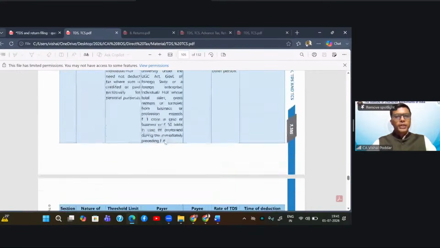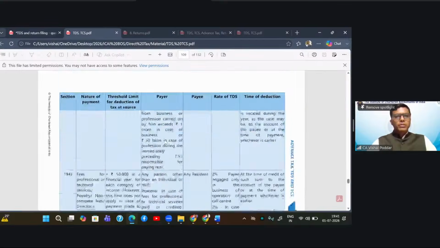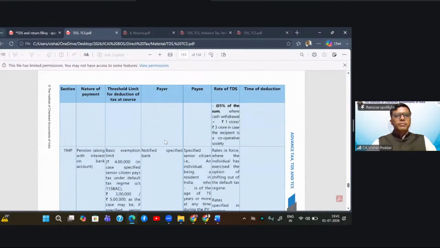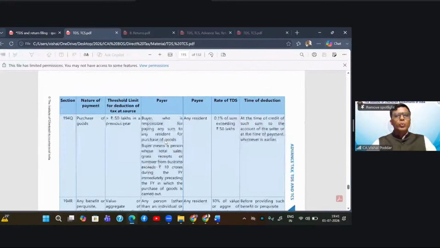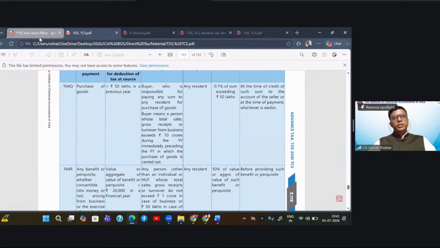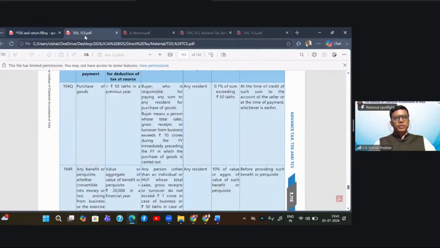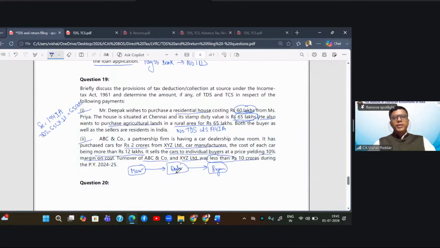So let me first go to TDS. The only TDS that can apply here, which is rightly pointed out by many, is 194Q, which is on purchase of goods. There are purchases made first by the dealer from the manufacturer and second by the buyer from the dealer. TDS under 194Q applies when the value exceeds 50 lakhs. When the buyer is purchasing from the dealer, it is not exceeding 50 lakhs because one buyer is buying a single car. Even if you take the value as 12 or 15 lakhs, adding profit of 10%, it will not exceed 50 lakhs. So here 194Q will not apply.